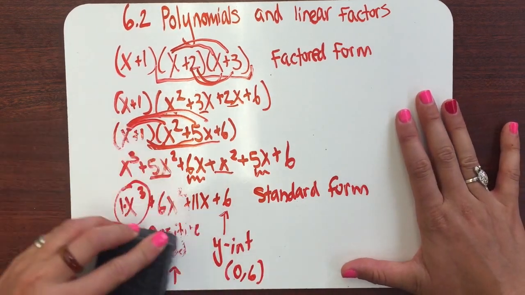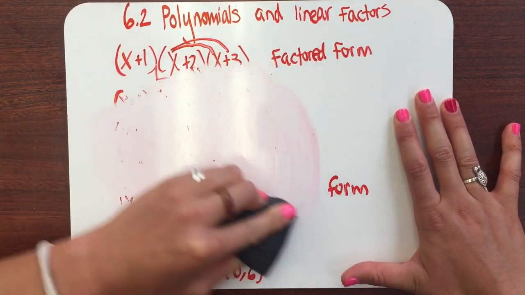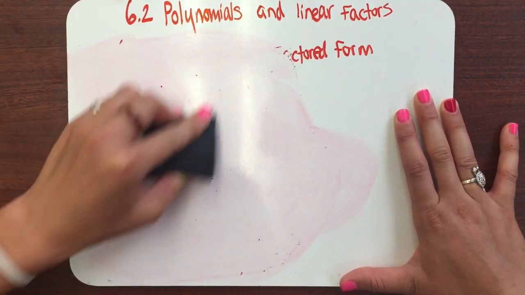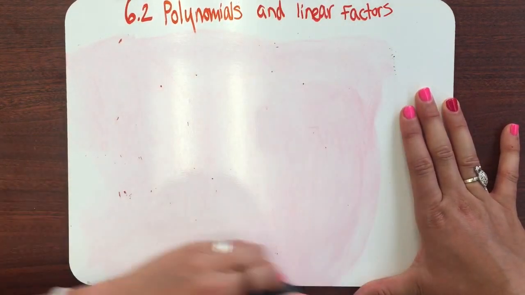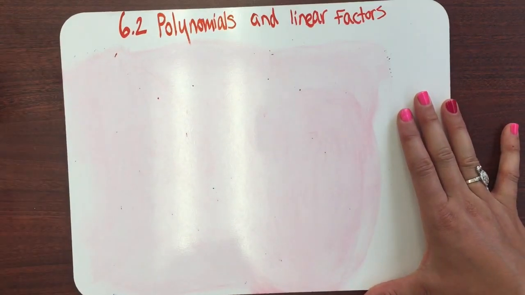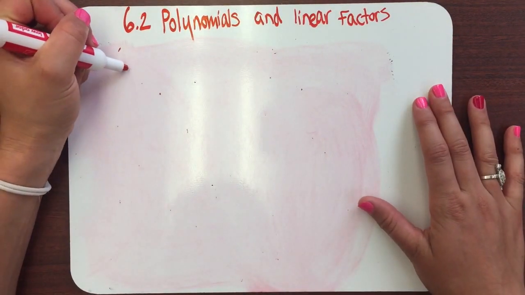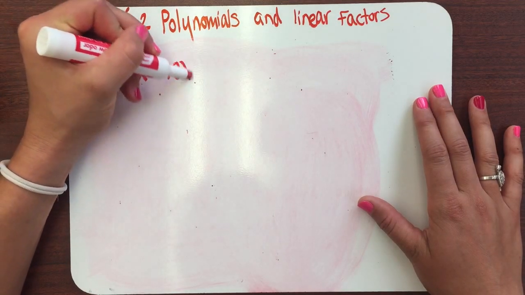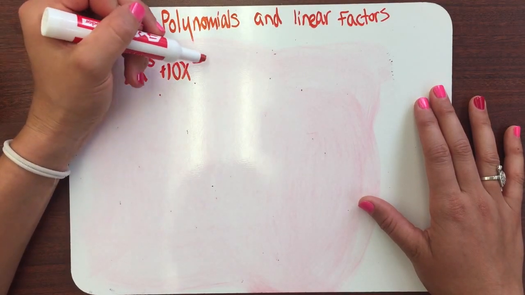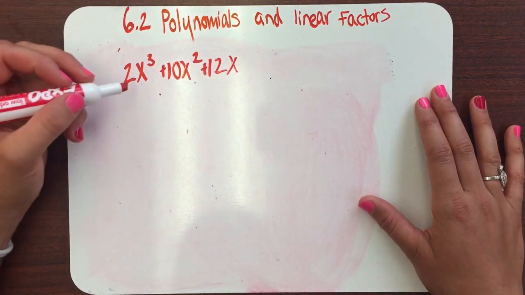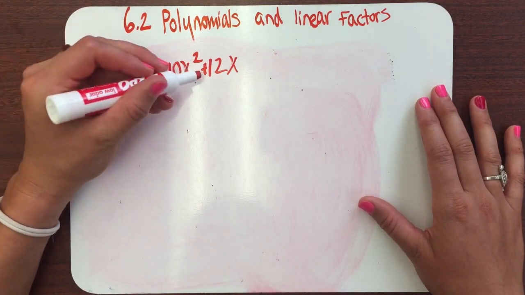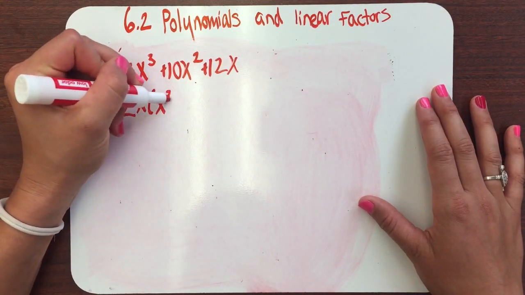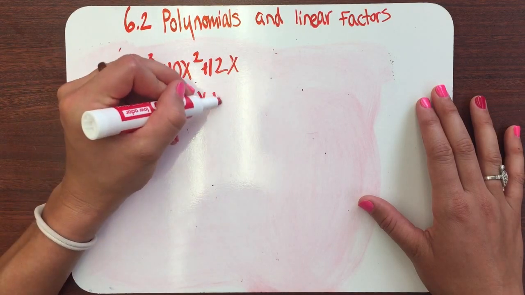The next thing we're going over is factoring one more. Sometimes you just need to take out a variable or a number. So we're going to factor 2x to the third plus 10x squared plus 12x. 2 goes into all of the terms, and we can take out an x from all of the terms. Therefore we're left with an x squared plus 5x plus 6.